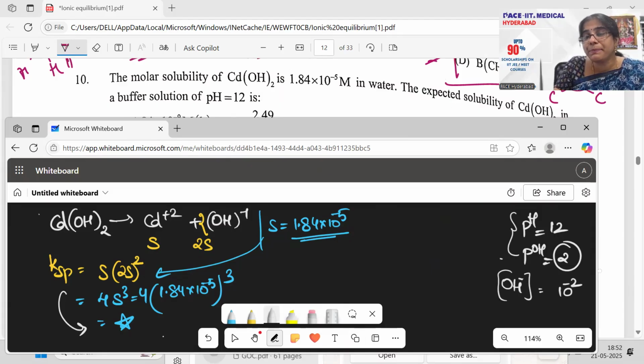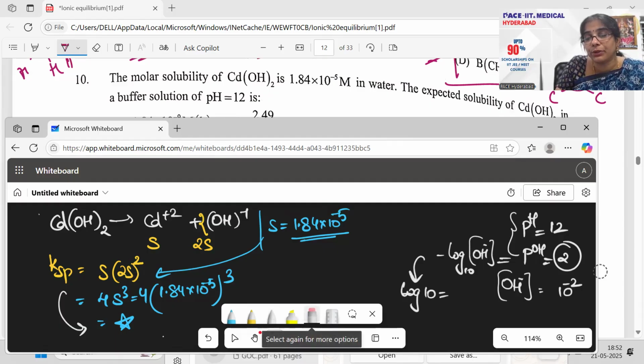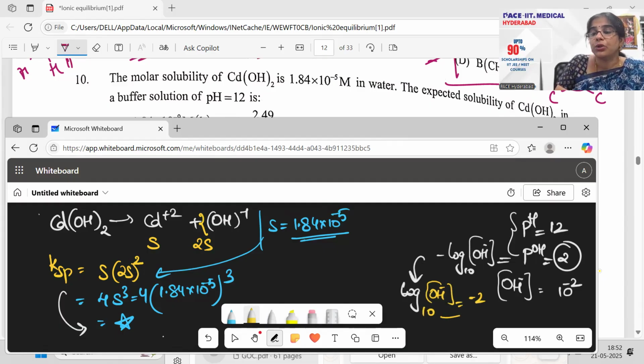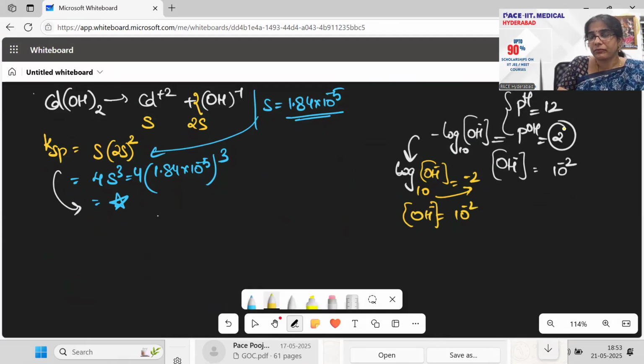Because what is pOH? Minus log of the OH minus concentration. How do we get it from here? So the log base 10 of the OH minus concentration is equal to minus 2. So this will give 10 to the power minus 2 as the OH minus concentration, right? That is just the exponential transformation I'm showing you there. All right. Now what else has been asked of us?